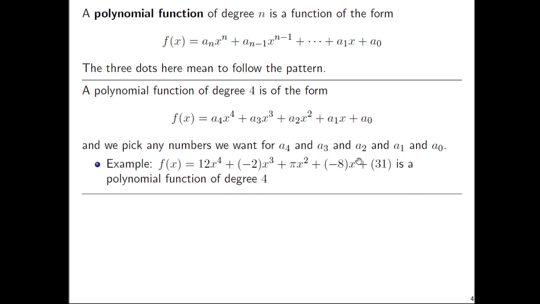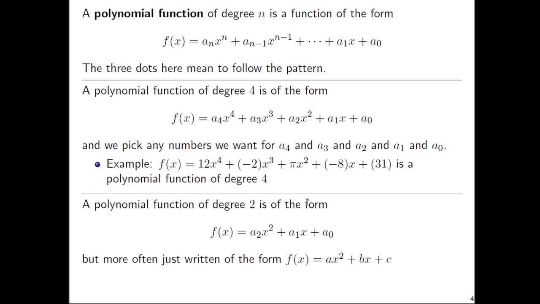For example, f of x equals, we picked the number 12 for a sub 4. So f of x equals 12x to the 4th plus negative 2x to the 3rd plus pi x to the 2nd plus negative 8x to the 1st plus 31 is an example. This is a specific polynomial function of degree 4.